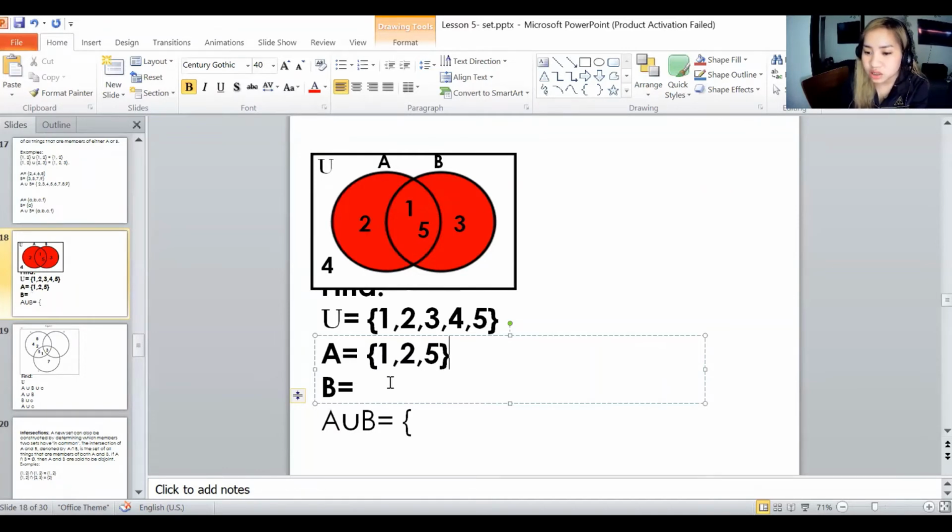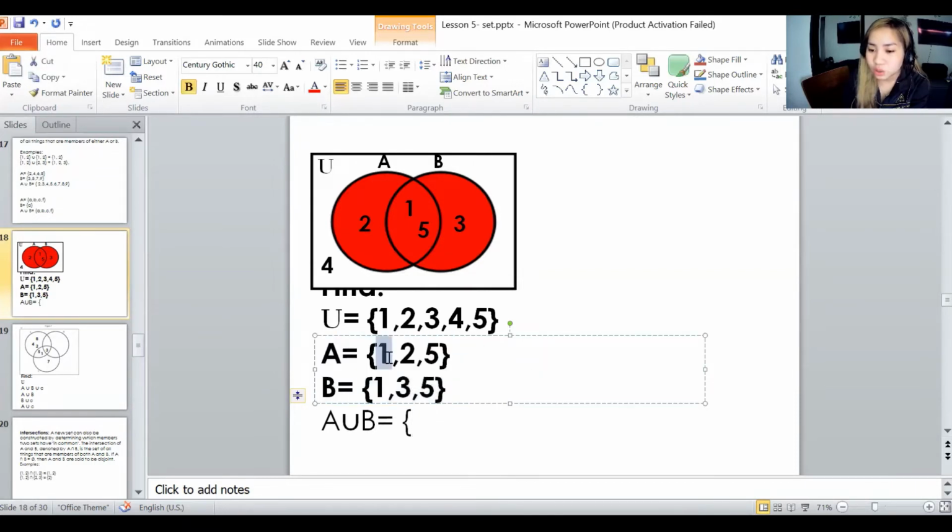Ito naman po tayo sa B, titingin. So lahat ng elements sa loob ng circle is elements ni set B. So we have, pinakamaliit, we have 1. Next, we have 3. And yung 5. So as you can see, ang pinapahanap sa atin is A union B. So dito tayo titingin sa A union B.